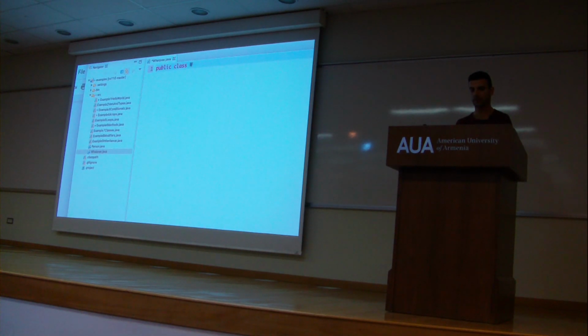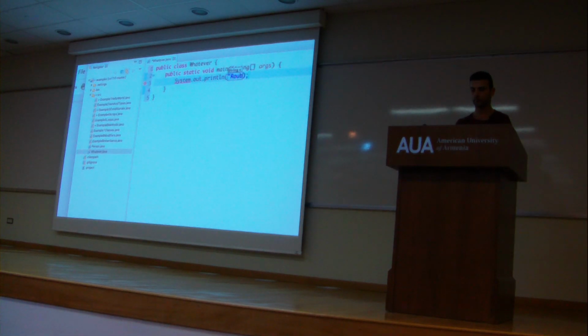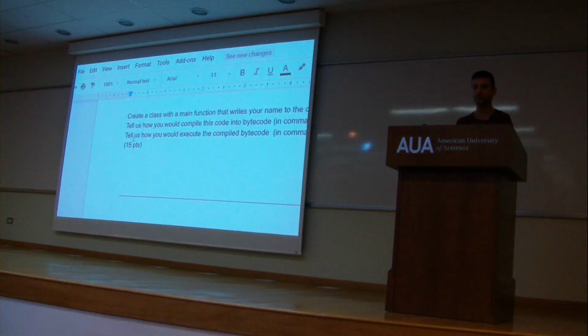Public class whatever. Public static void main string args. And then I need to write my name. System.out. There. Anything difficult about this? Easy, right? Oh, yes? Questions? No questions. Cool. All right, let's keep going. So that's 15 points right there.